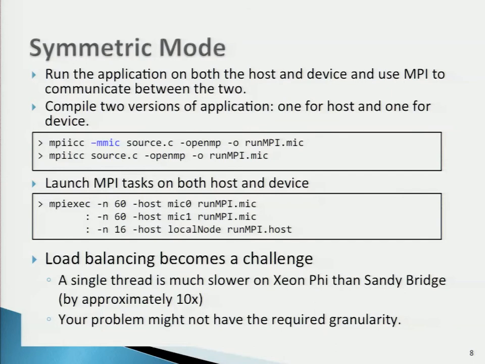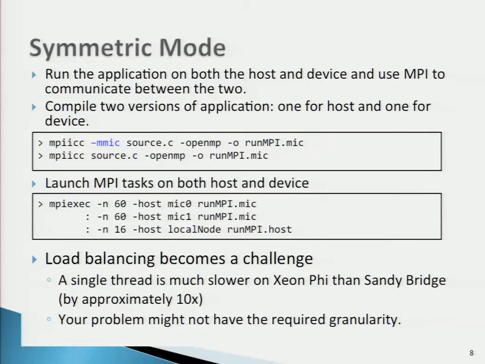Symmetric mode means you basically take the same or maybe different source codes, MPI codes, and you compile one version for running on the host, say your Sandy Bridge, and one version for running on the mic. So you compile one for the mic, oh, and this should be .host, sorry. So basically you create two executables, one for running on the device and one for running on your host processor, say Sandy Bridge, and then this should have been host. And then you can use the mpiexec command to launch your MPI job.